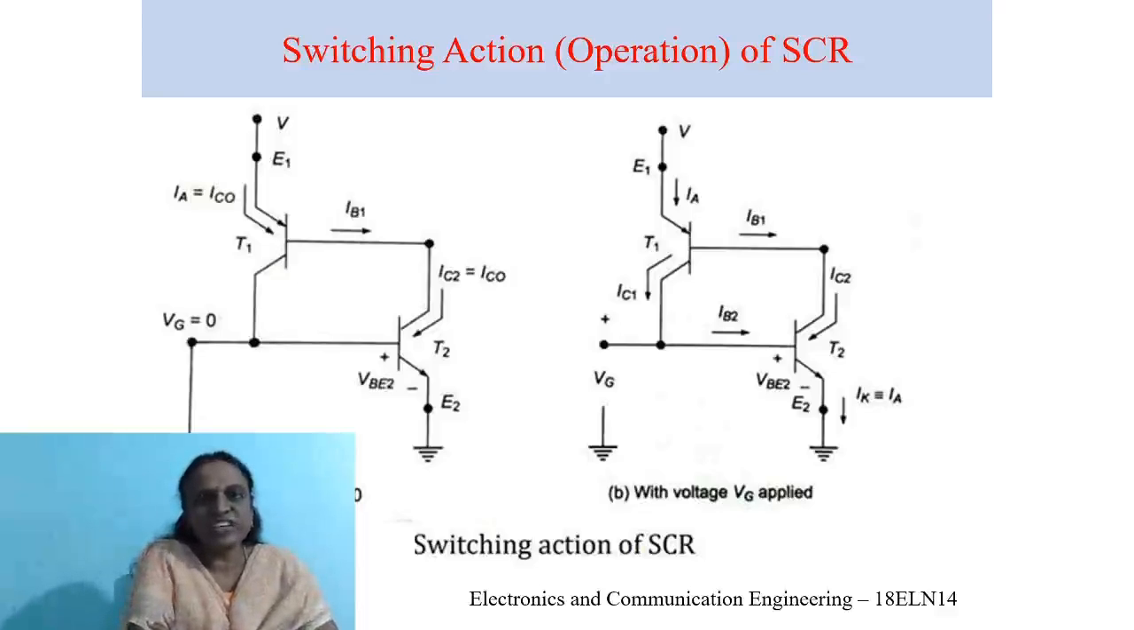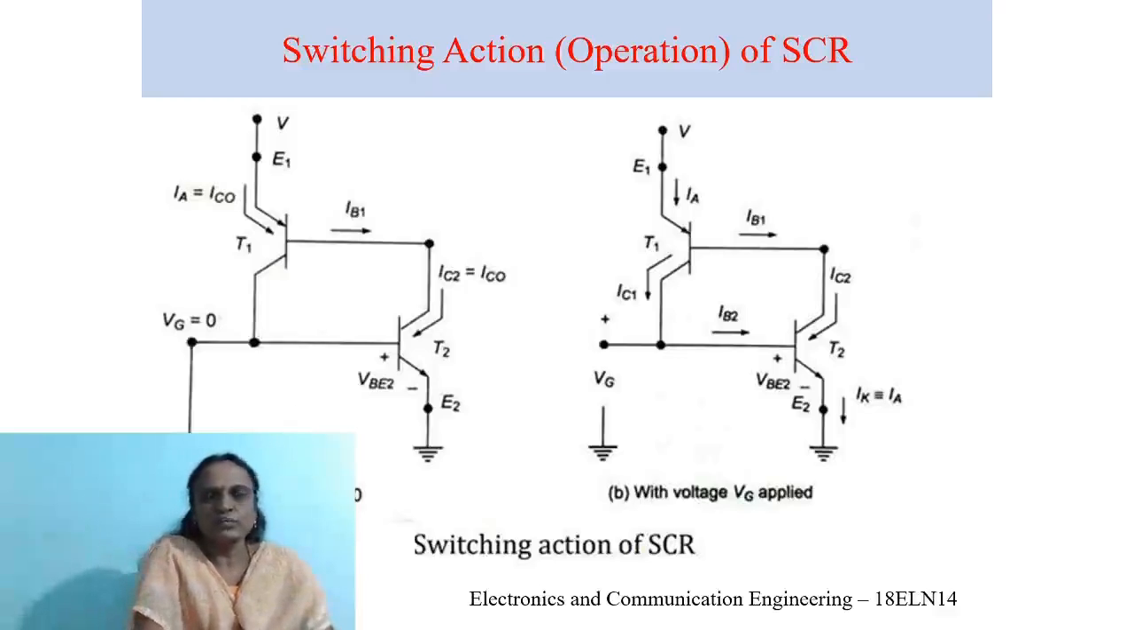In the switching action of an SCR, let a positive voltage V be applied to E1, where E1 is the anode, and let the cathode be E2. And let the gate G be grounded. Both this side and this side, as we have seen.